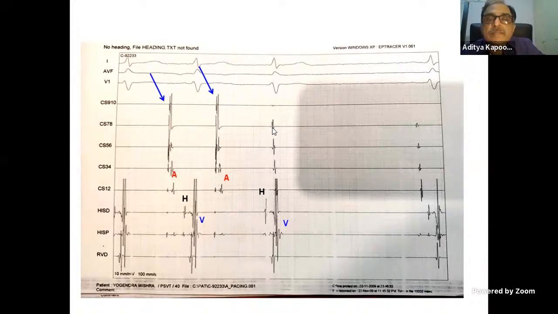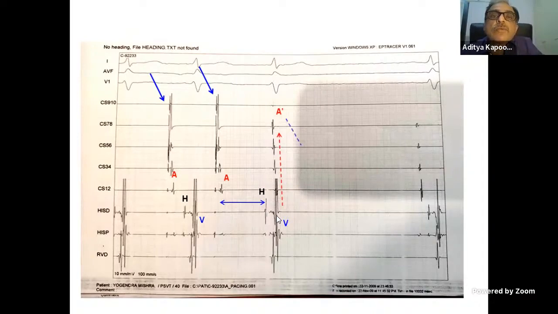What deflection is this? Is this an A or a V? A, because it is seen better in the CS. Excellent. So this V, there's an AH prolongation, and this V comes back and generates an extra A, correct? Okay. So what could it be?